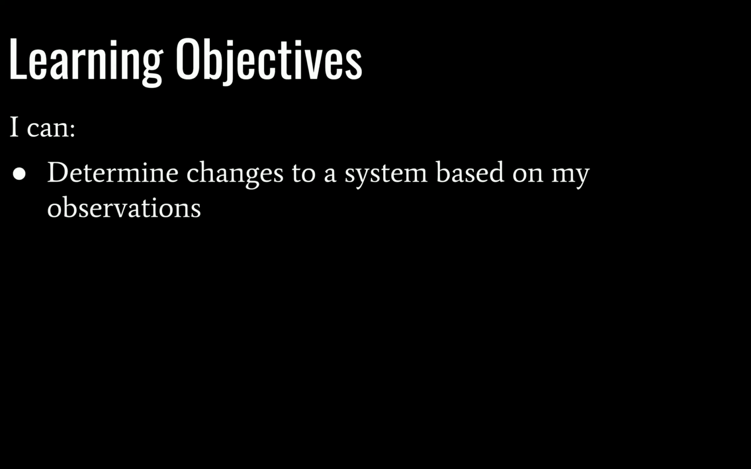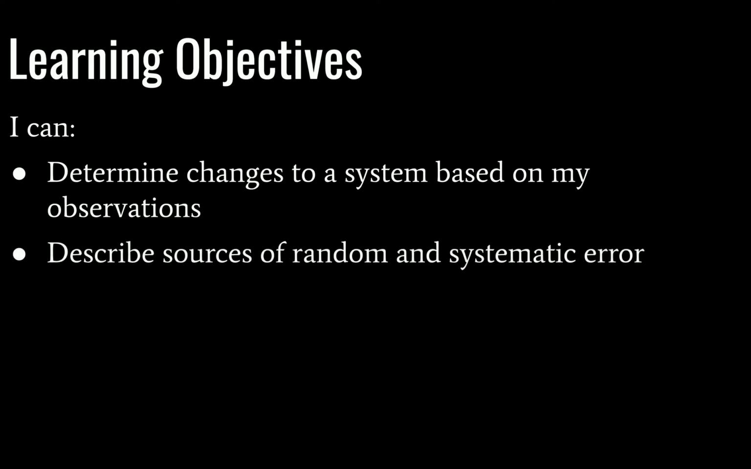Next, you will be able to determine changes to a system based on your own observations. And that does suggest what is going to happen. In class, we will be looking at an experiment. Rather, you will be performing an experiment. And unfortunately, sadly, my hordes of YouTube followers will not be able to participate. So you have that going for you. Next, sorry, hordes. Next, you will be able to describe sources of random and systematic error in the experiment.